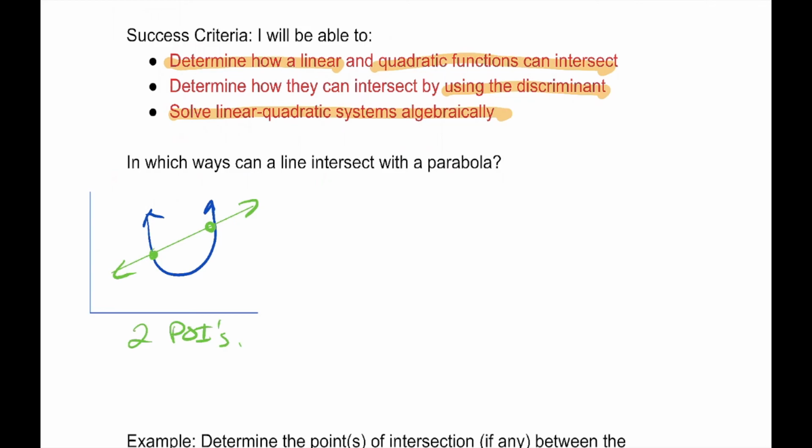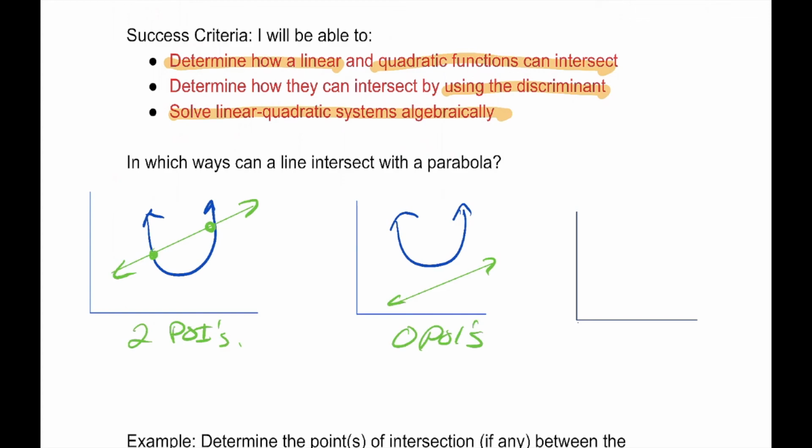Another way that it could intersect. So let me draw the same parabola. And an obvious way, another way to intersect is not at all. So 0 points of intersection. In other words, they never cross. So that's what it might look like. And finally, the last one, I'm guessing you might be able to anticipate or guess what it might be.